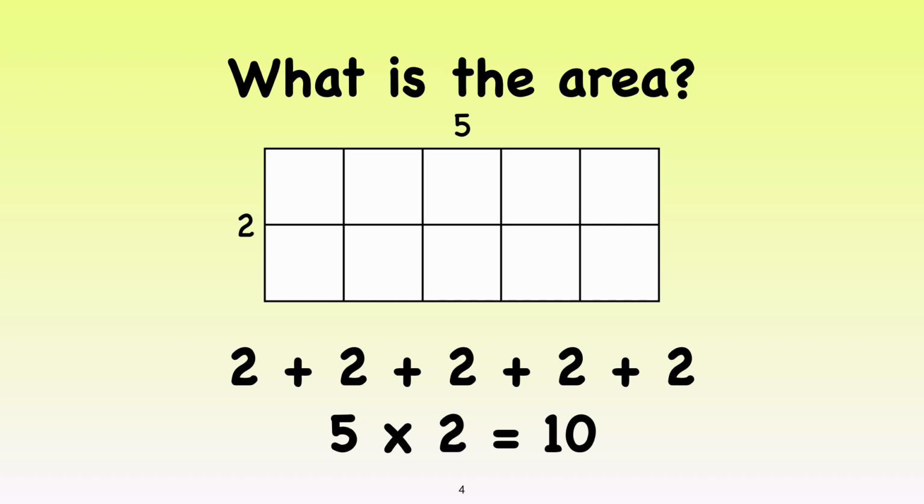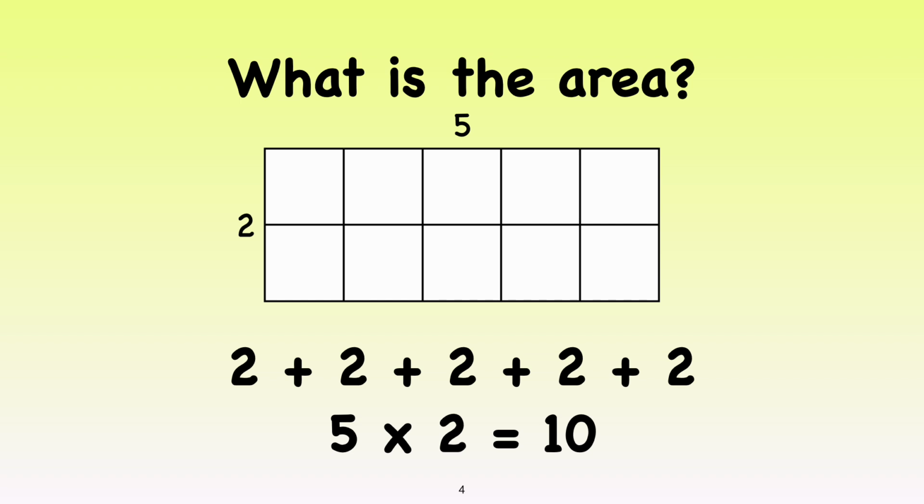To find the area of a rectangle, we multiply the length by the width. Remember, multiplication can be shown as repeated addition. The answer when we multiply is called the product. Say it with me. The answer when we multiply is called the product. The answer when we multiply is called what? The product. The parts that are multiplied together are called factors.